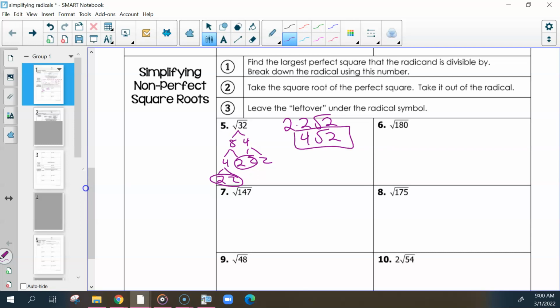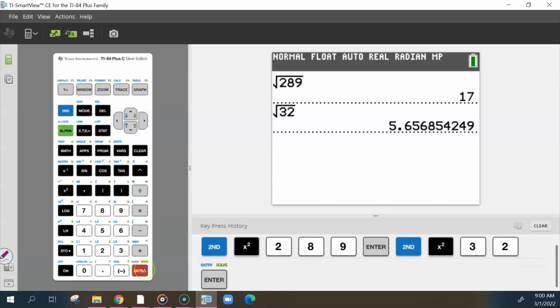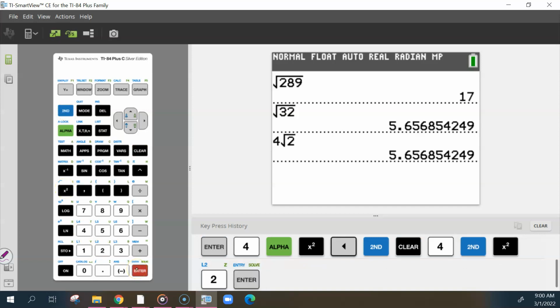We can't simplify it more, but if I were to put this and this in the calculator, which I'll do really fast, it's a really big decimal. And I do 4 times the square root of 2, I think. Okay, there we go. You get the same thing.